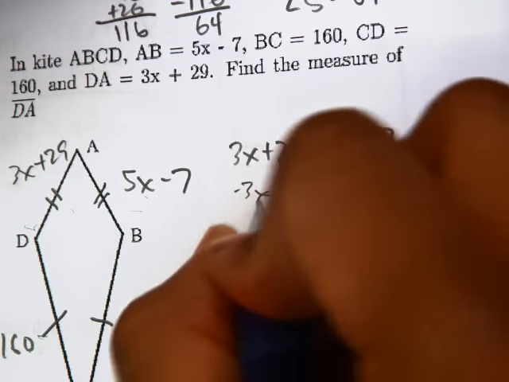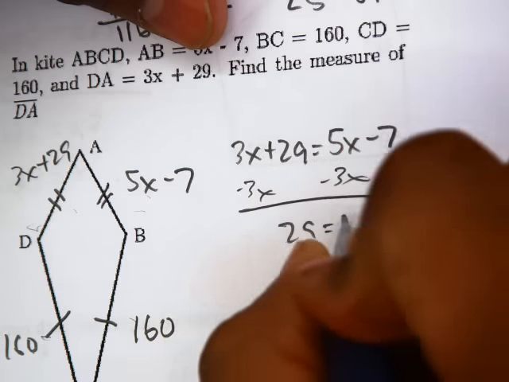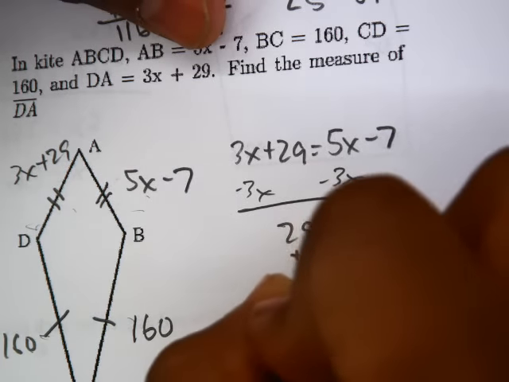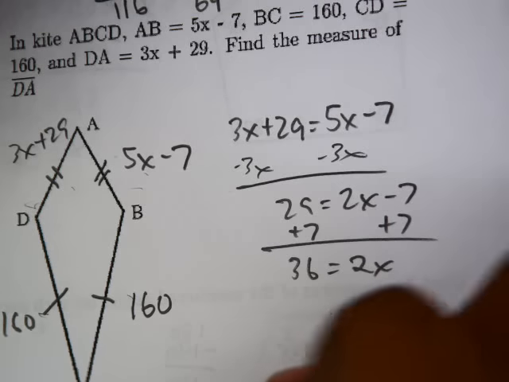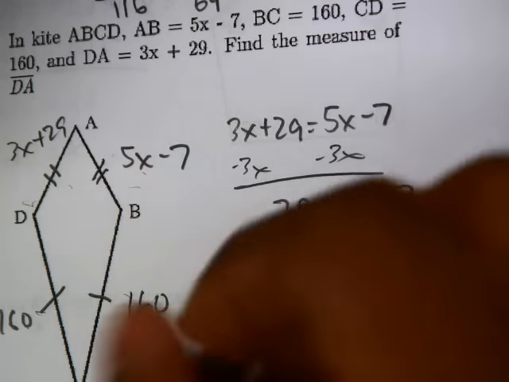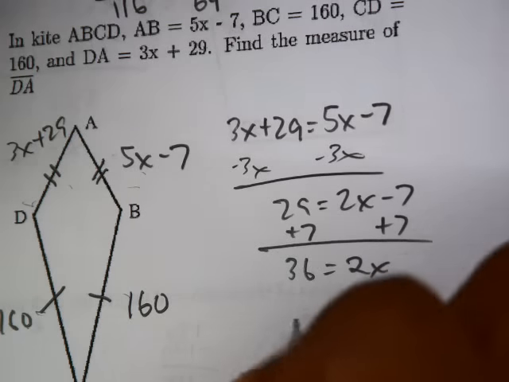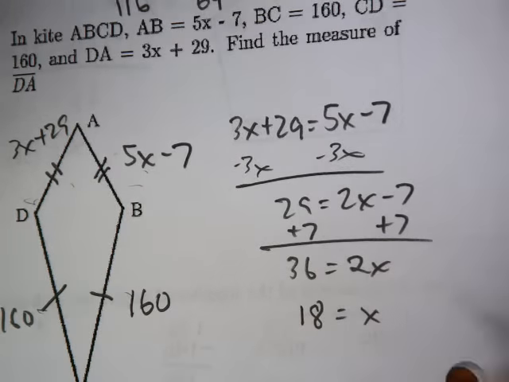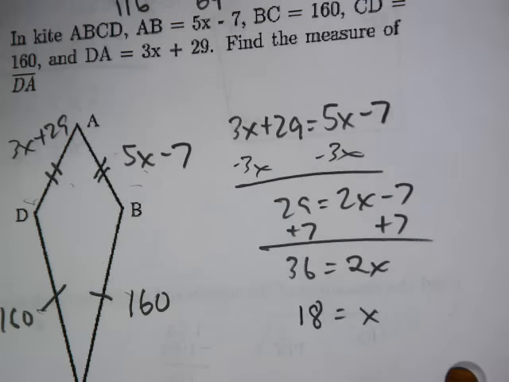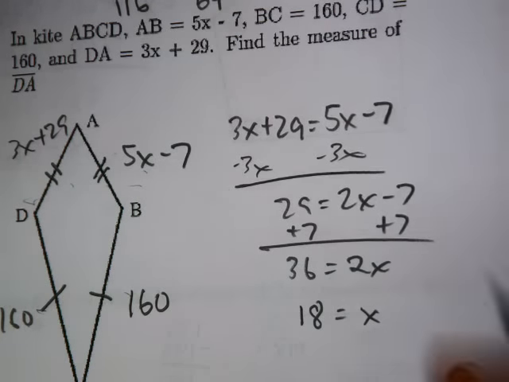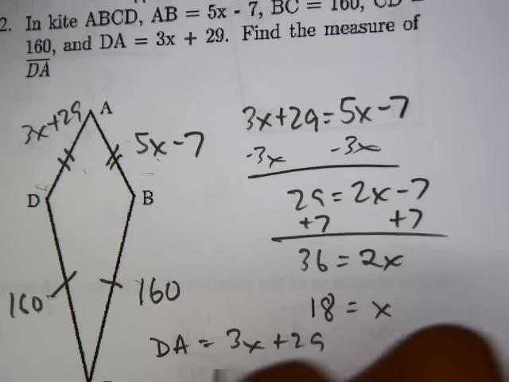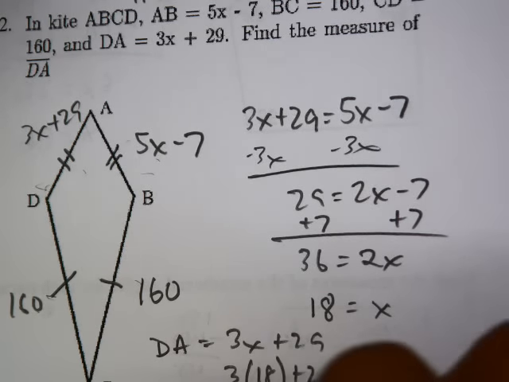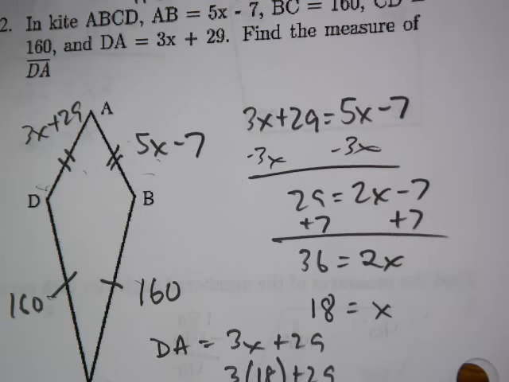So 3x plus 29 has to equal 5x minus 7. Okay, subtracting 3x and adding 7, 36 equals 2x. Dividing by 2, I get that x is equal to 18. Okay, so I need to find the measure of DA. DA is 3x plus 29. So 3 times 18 plus 29 is 83.